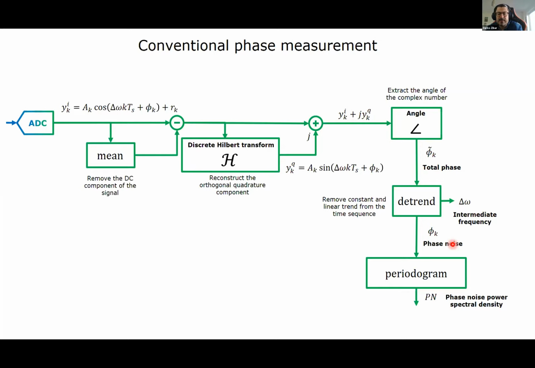Now the trick is how to actually compute the power spectral densities. Since phi of k is a stochastic signal, we cannot just take the Fourier transform. We need to approximate its power spectral density, and one way of approximating is by using the periodogram, with a certain type of windowing. If you really want to look at the accuracy of the phase, maybe the better idea would be to look in the time domain, because as soon as you start taking the Fourier transform and computing the power spectral density, you start approximating.